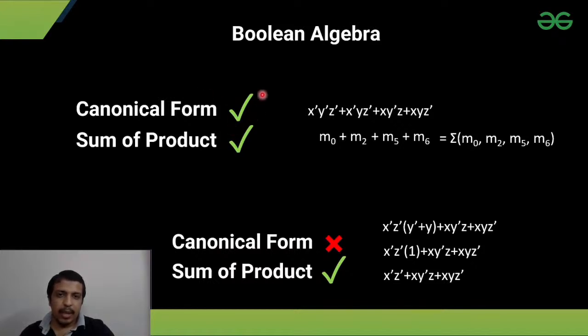In a similar manner, we also have canonical product of sum form and non-canonical product of sum form. So if any of the variables are missing in the product of sum form, then it is still product of sum form, but it is not the canonical product of sum form, right?